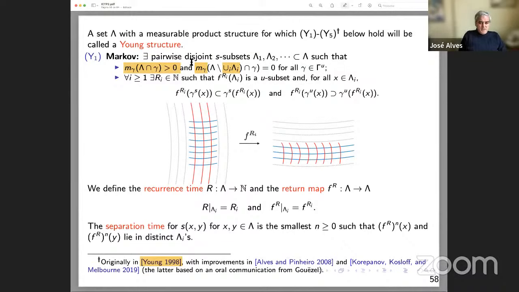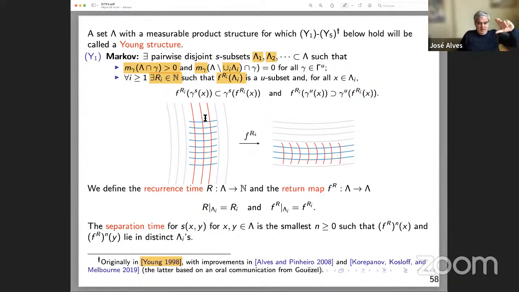The second one is I would say the usual Markov property, but not at every iterate of the dynamics, only at proper iterates. So for each set we choose, there is some iterate such that the image under that iterate of that set, so I'm taking S subsets and their images are U subsets. So in the unstable direction, they fill it all. So they fill unstable leaves. So that's the tendency when you iterate.